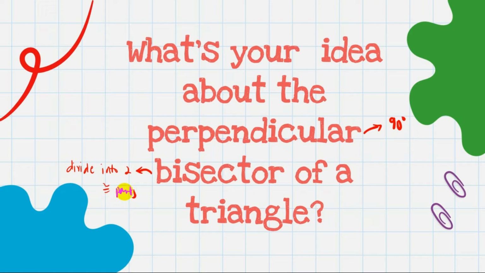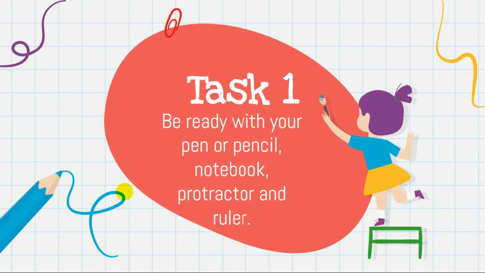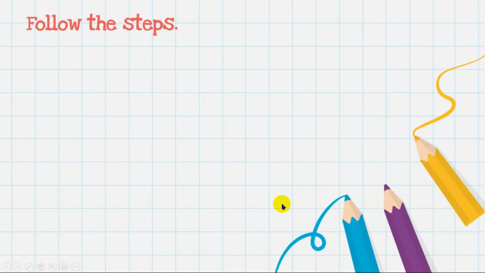So, let's have our first objective for today. We're going to construct the perpendicular bisectors of a triangle. So, for our task number 1, get ready and get your pen or pencil, notebook, protractor, and ruler. And kung meron kayong compass, kunin nyo na rin po. Okay, so nakuha niyo na ba ang inyong pencil, notebook, protractor, ruler, or compass? So let's now begin our step-by-step procedure on how to construct perpendicular bisectors of a triangle.